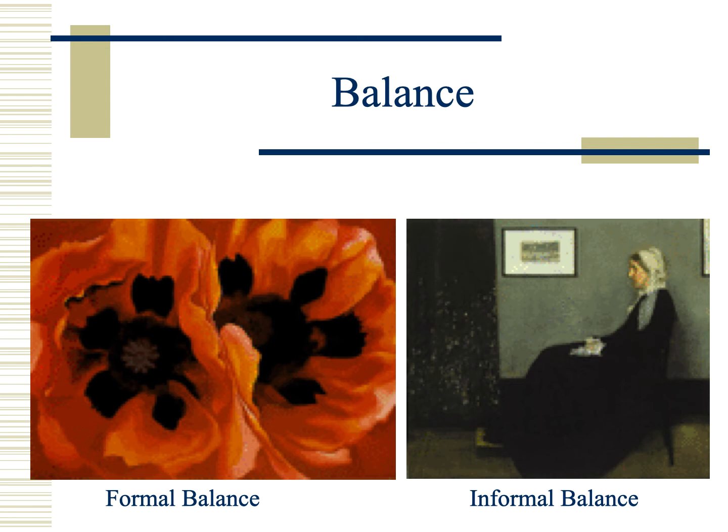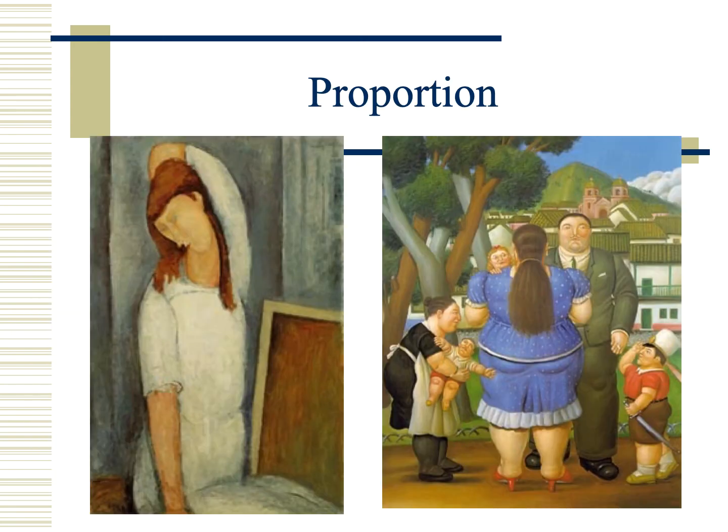Another word for this type of balance is the rule of thirds. If you divide the painting in thirds vertically and horizontally, there is something of interest where each of those lines intersect, and that's called the rule of thirds. Proportion is the relationship of objects to each other in a painting.